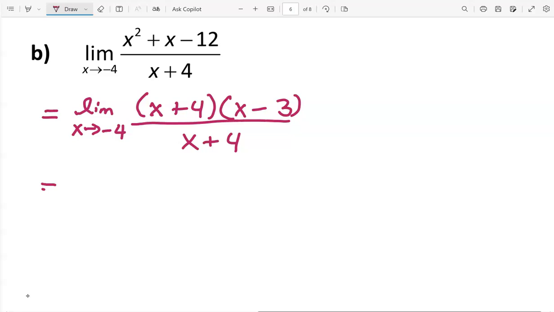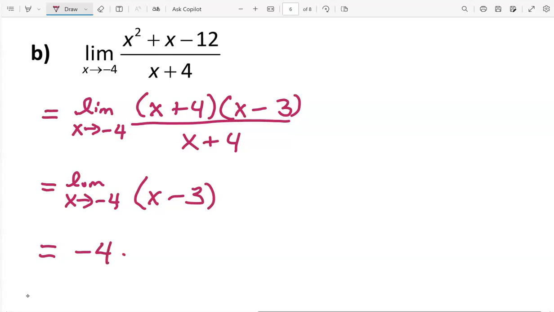And now we're going to write a function that we're taking the limit of that's equivalent to the original function everywhere except for at x equals negative 4, and that function will be x minus 3. X minus 3 is a nice continuous function, so the limit as x approaches negative 4 of x minus 3 is just the same as the function value, which is negative 4 minus 3, which is equal to negative 7. What we're basically doing is finding the y value of the removable discontinuity, which is what we did in chapter 12.